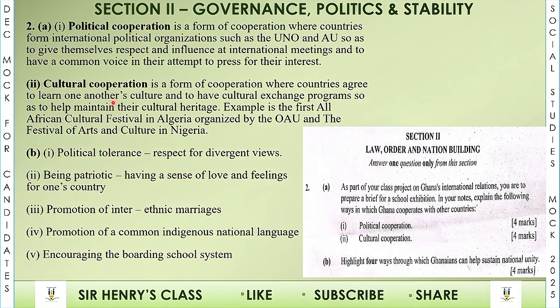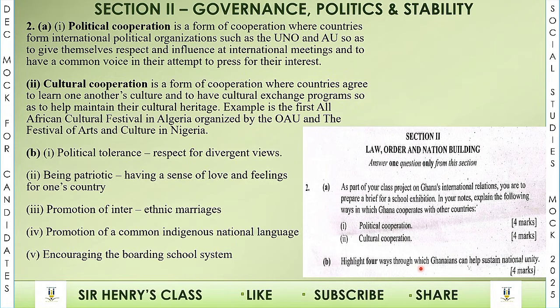So the definition is there. And then we have cultural cooperation, a form of cooperation where countries agree to learn one another's culture through exchange programs and other activities to strengthen the cultural bond between nations.